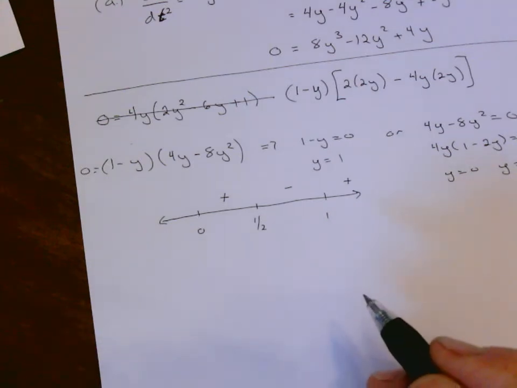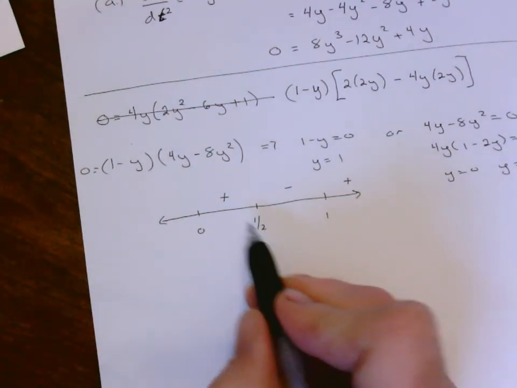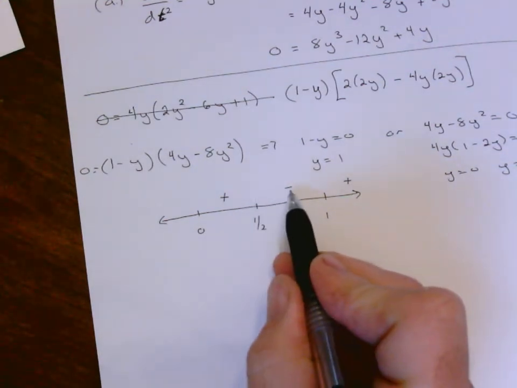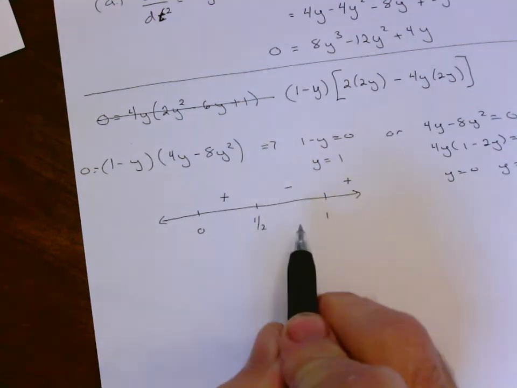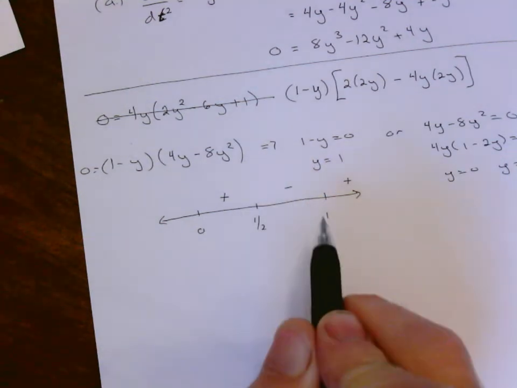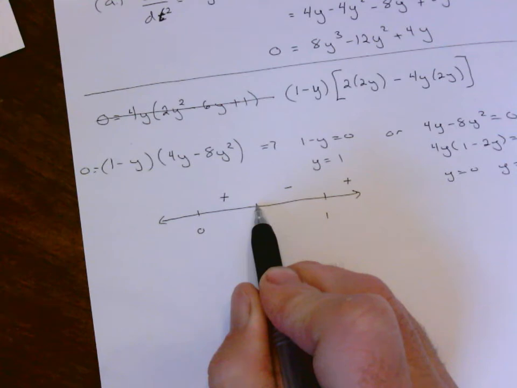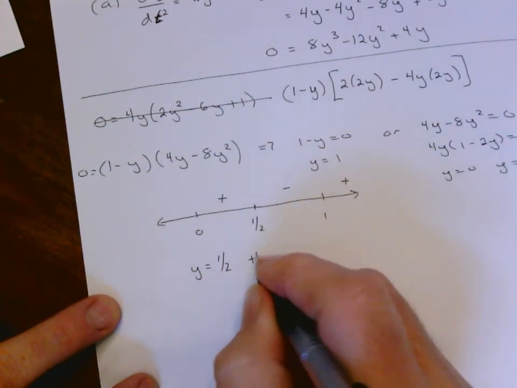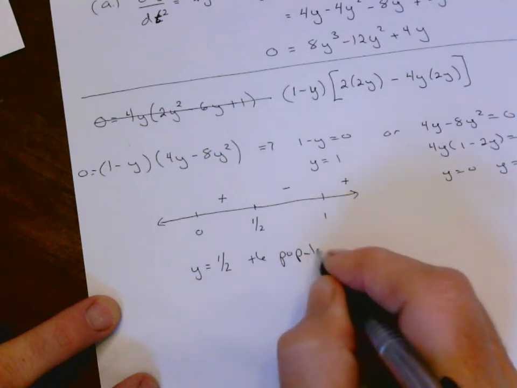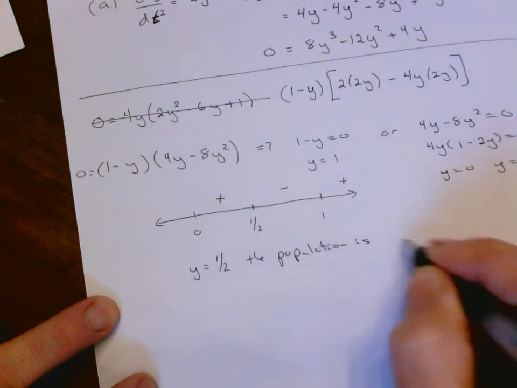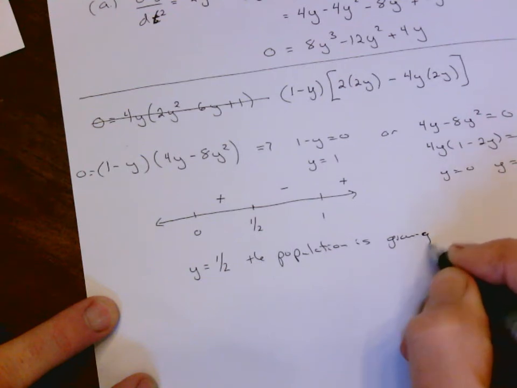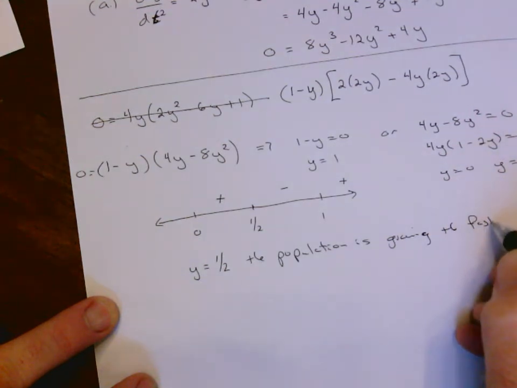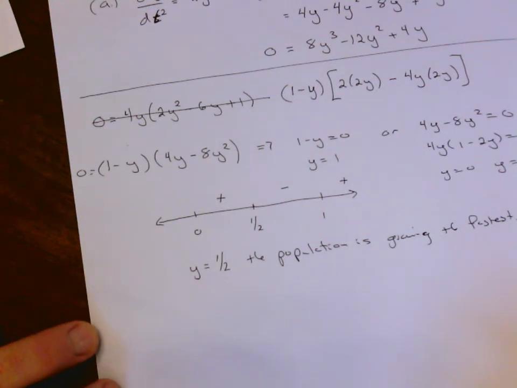So I want to know when it's growing its fastest. That is when it goes from increasing to decreasing. So it goes from up to down, the slope does. Okay, so this is going to be a relative maximum point. So y is equal to 1/2, the population is growing the fastest. Okay, so B.